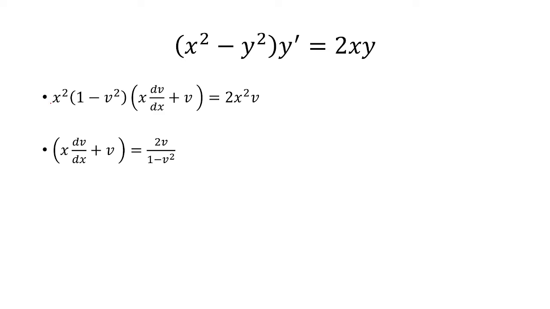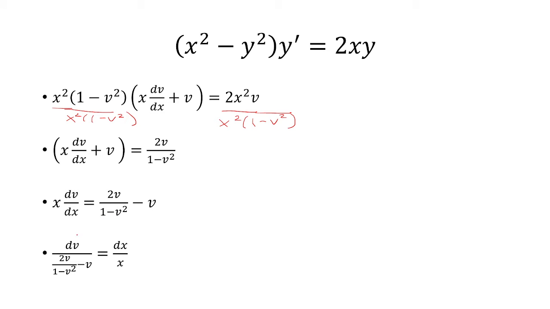Now I divided both sides by x squared and 1 minus v squared. So it's x squared times 1 minus v squared from both sides. So I'm left with x times dv over dx plus v is equal to 2v over 1 minus v squared. I subtract both sides by v. And at this point, this is a separable differential equation.